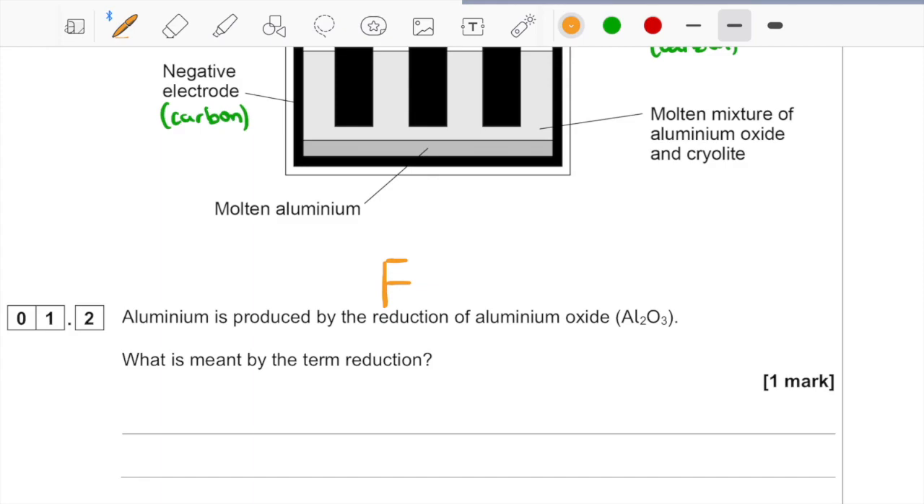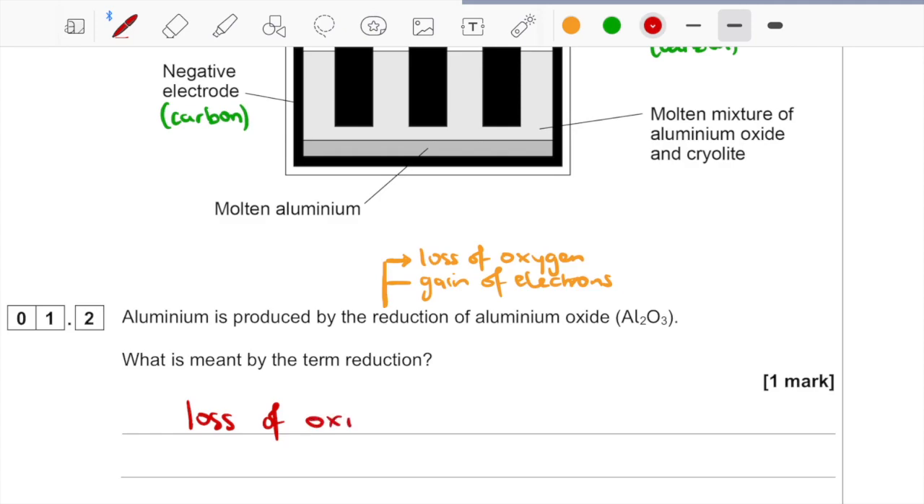So reduction can mean the loss of oxygen. Or if you think about OIL RIG, oxidation is loss and reduction is gain of electrons. Now in the mark scheme, the main answer they give is the loss of oxygen, because we're going from aluminium oxide to aluminium. But it is still correct to say the gain of electrons.